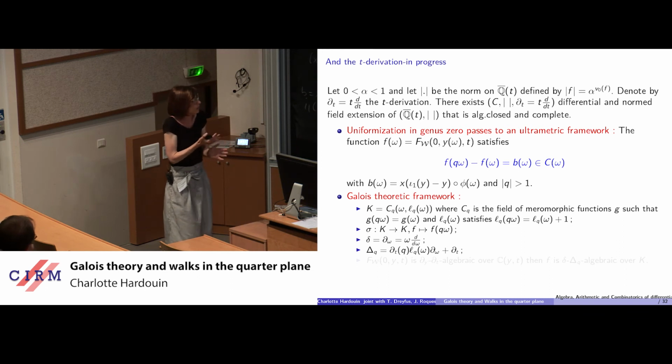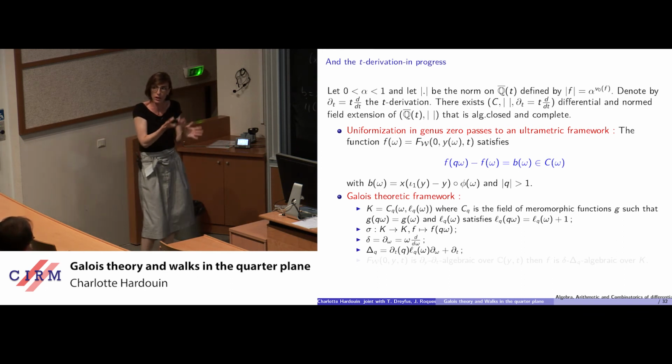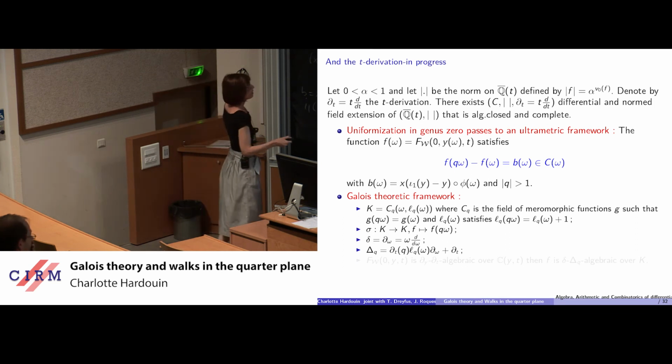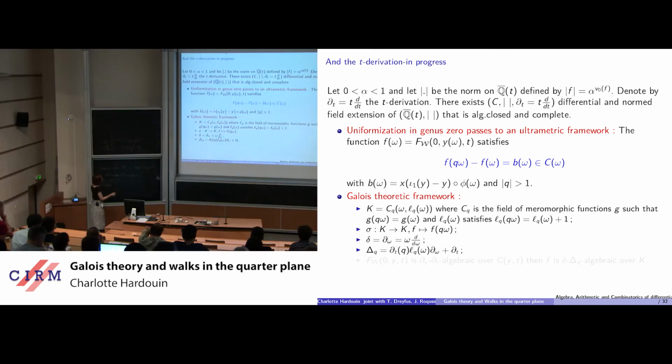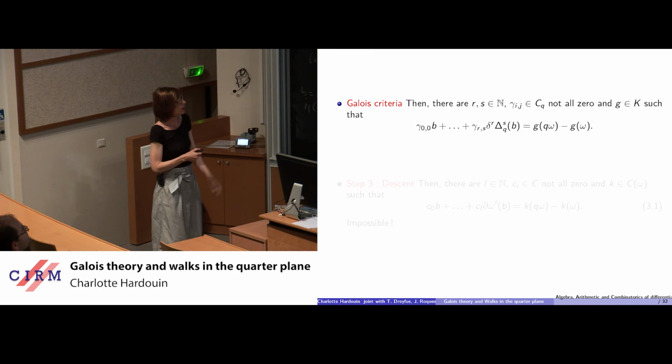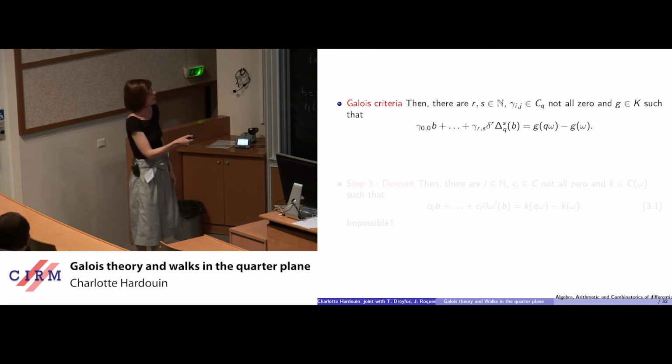And this is more or less a kind of Gauss-Manin connection on the curve. It's a way to see this. So now you have two derivations, one with respect to omega and one that combines omega and t. And you can show that the generating series is dy and dt algebraic over the field of rational functions. Then your function f is differentially algebraic with respect to this. Okay? So now the Galois criterion tells you that you must have a linear differential equation involving the two derivations.